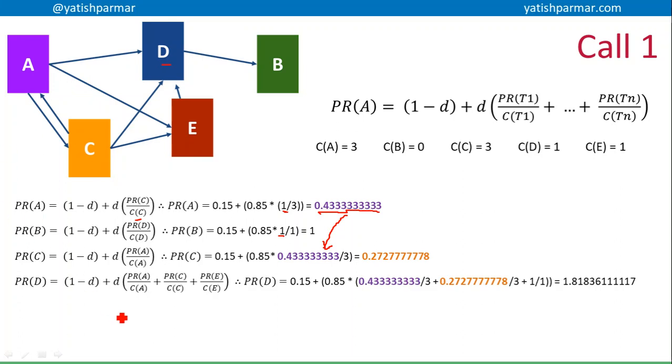D has 3 pages sending links into it, 3 backlinks. I can work out a rank for D, and you can see D is quite highly ranked at the minute.